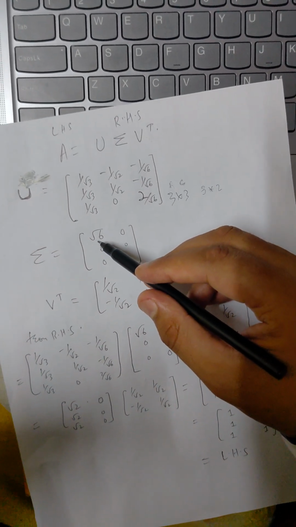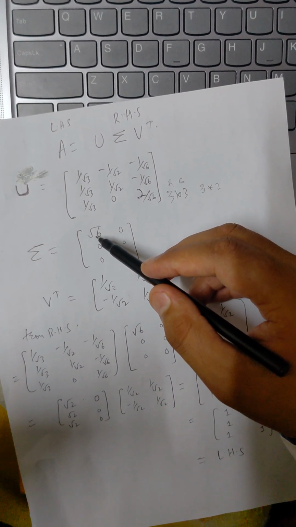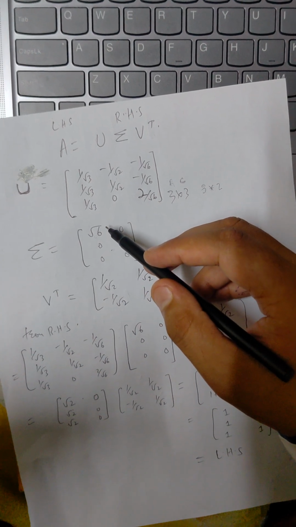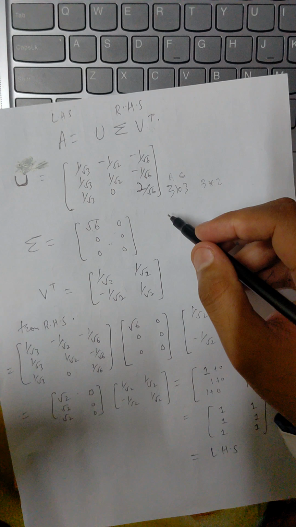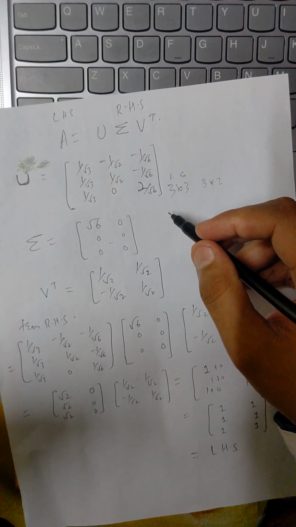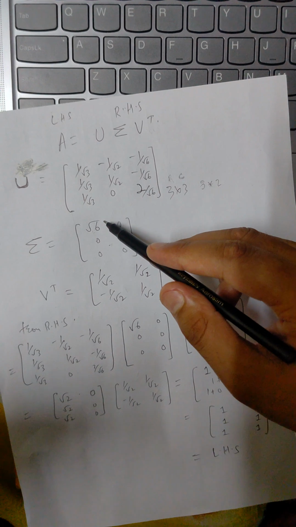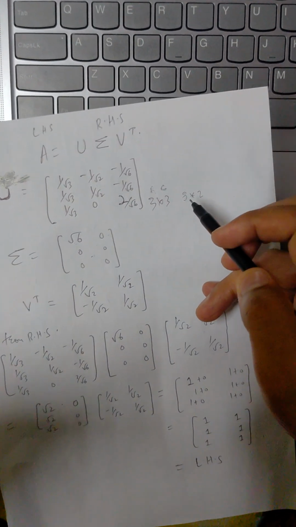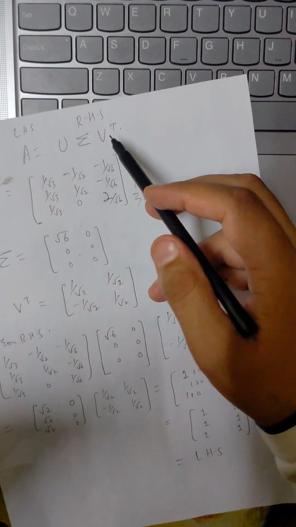Here you have to only write the first values. The first element A11 is always equal to the square root of the eigenvalues. So we have got 6, 0, 0. When you take the square root of the eigenvalue, you will get square root of 6. So I have to write it as a 3 cross 2 matrix, into the V matrix.